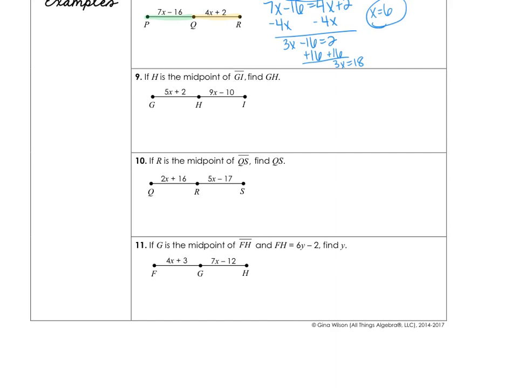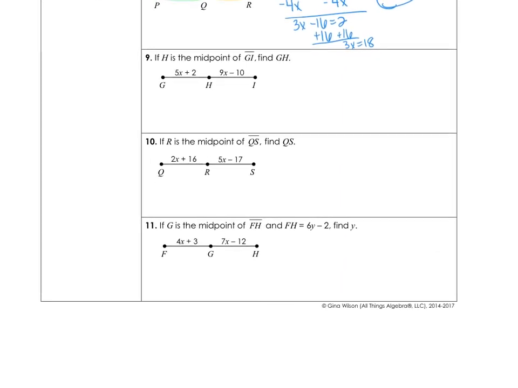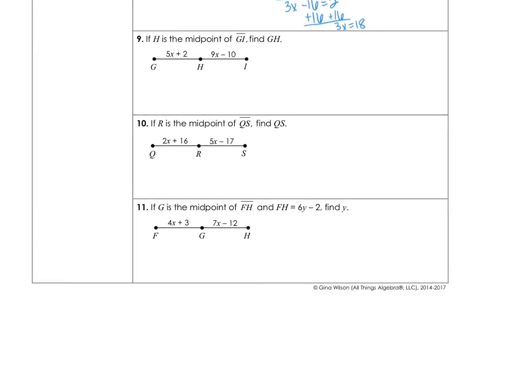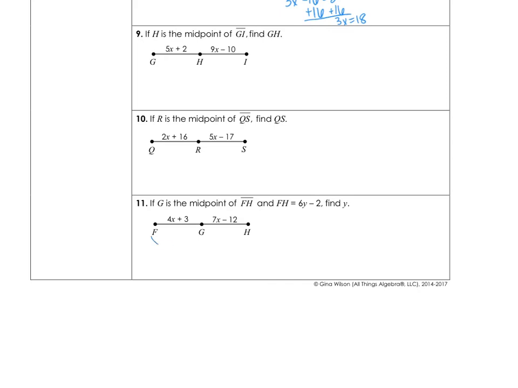Sliding on down to number 11. G is the midpoint, and this one's a little different because it also tells us that FH is 6y minus 2. So what I want you to see here is our first setup is going to be 4x plus 3 equals 7x minus 12. Once we find that, we're going to have to plug back in our number for x in order to figure out y, because that's what we're asked to find.